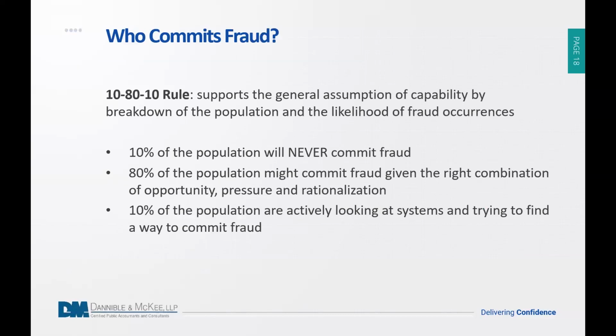So who commits fraud? Well, there's this thing called the 10-80-10 rule, and it supports the general assumption of capability by breakdown of the population and the likelihood of fraud occurrences. So this basically says that 10% of the population will never commit fraud. Good working, honest, never done a thing wrong, won't ever tell a lie. 10% of your population, as a rule of thumb, is never going to commit fraud. 80% of the population might commit fraud given the right combination of opportunity, pressure, and rationalization.